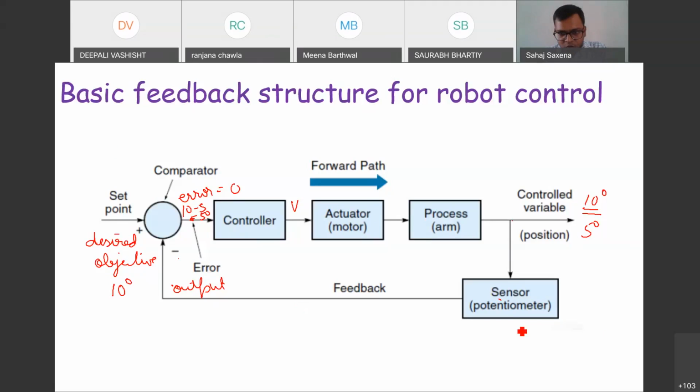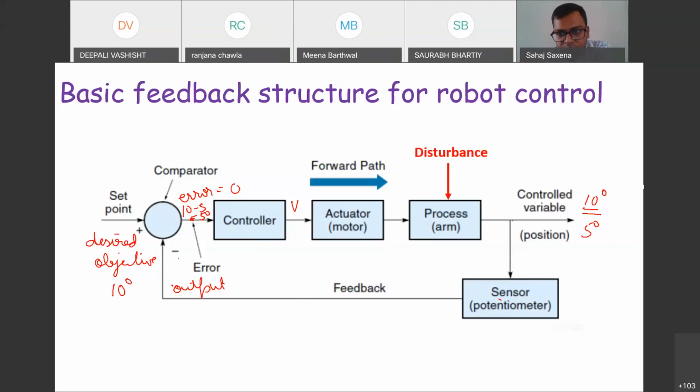So this is basically the fundamental diagram of the robot control, or we call it feedback control. So in a robot, you must know the dynamics, you must know the feedback control. Now the concept is how you will design a controller. Let's talk about the controller.